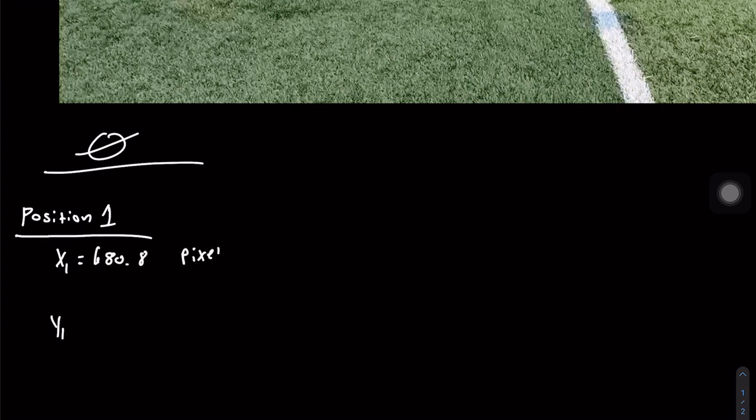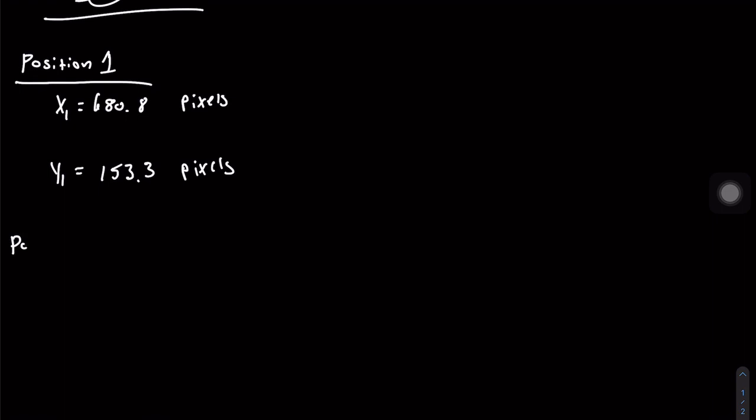We then calculated the position for position 2. So the x component for position 2, x2, was 819.8 pixels, and the y component, y2, was 70.0 pixels. After we found those, we then calculated delta x and delta y.